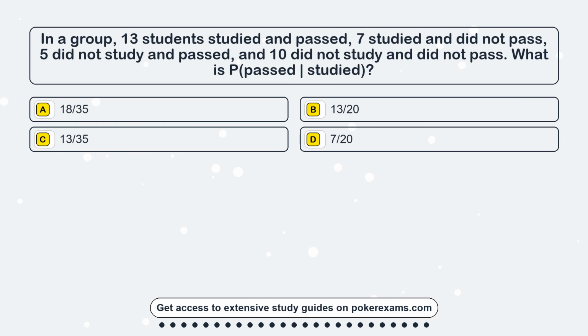Question 23. In a group, 13 students studied and passed, 7 studied and did not pass, 5 did not study and passed, and 10 did not study and did not pass. What is P(passed | studied)? Option A 18/35. Option B 13/20. Option C 13/35. Option D 7/20.